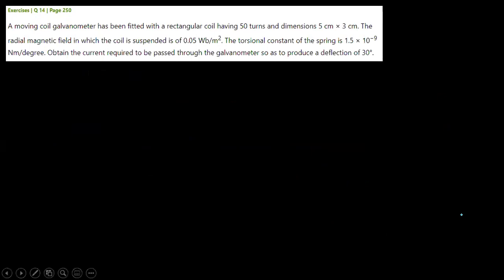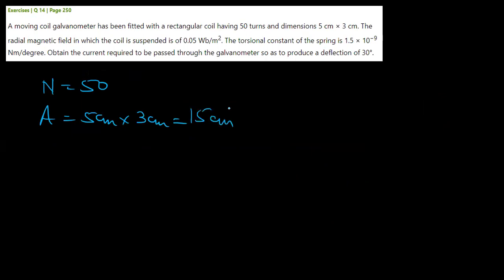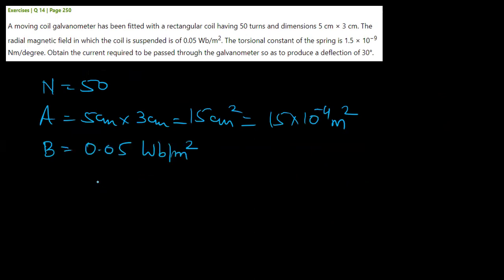A moving coil galvanometer, very easy formula, has been fitted with a rectangular coil having 50 turns and dimensions 5 centimeter into 3 centimeter. Number of turns is given as 50. Dimensions means area, 5 centimeter into 3 centimeter, which I can write in meters square. This is given to us in the question. And the radial magnetic field in which the coil is suspended, B, is given to us as 0.05 Weber per meter square.